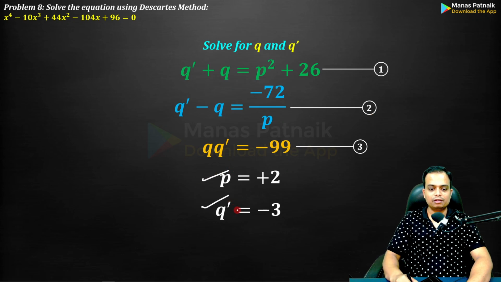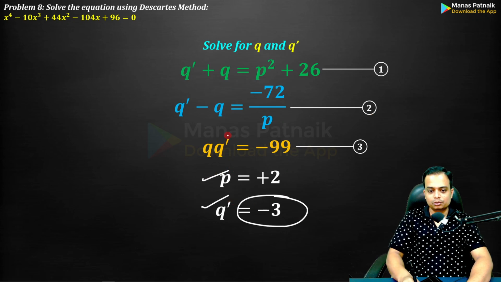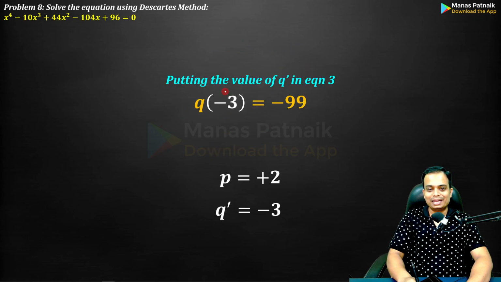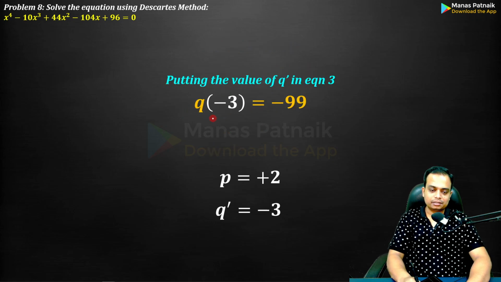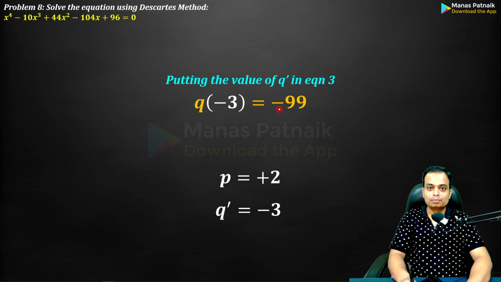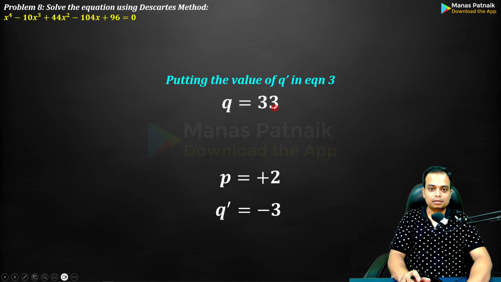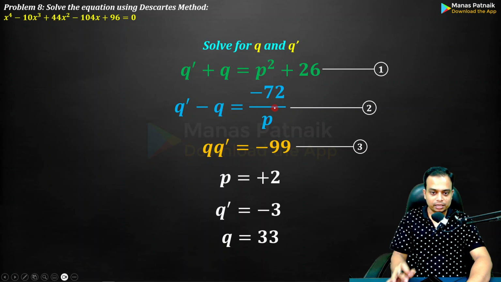Update P, Q dash. Wonderful. Sir, we can put this value of Q dash over here. Q into minus 3 will be equal to minus 99. That means Q is equal to 33. Simple. So all the unknown values have been worked out.